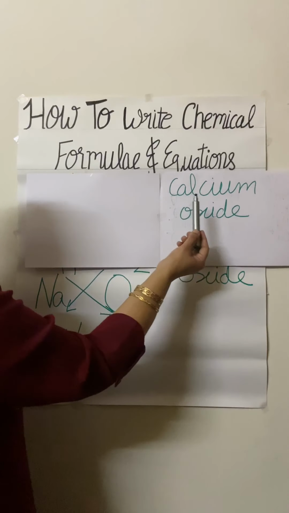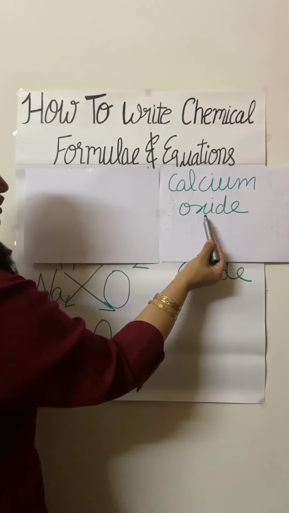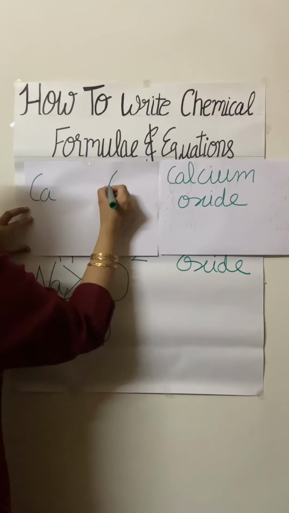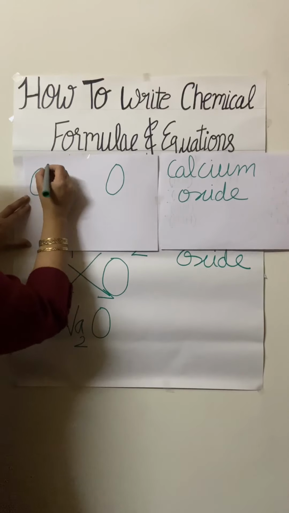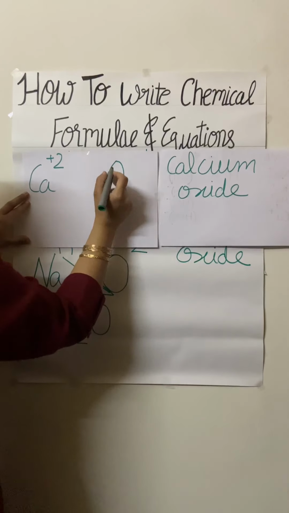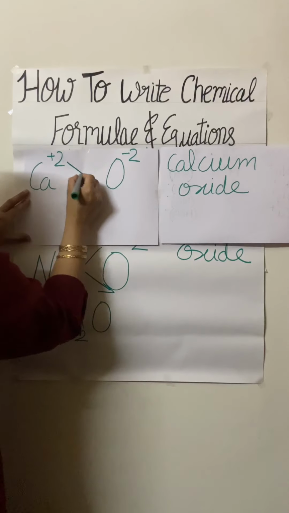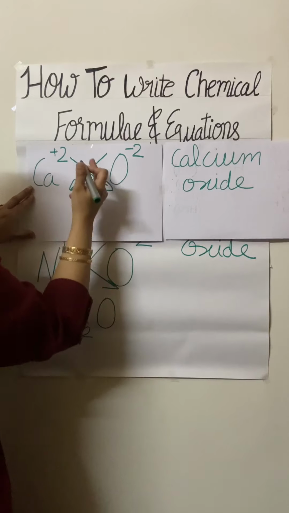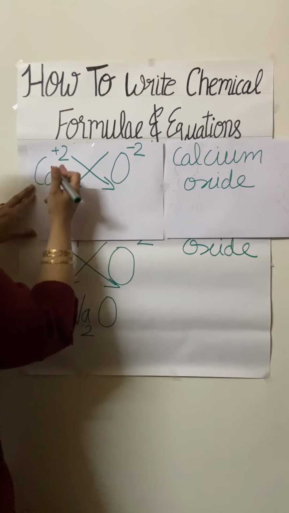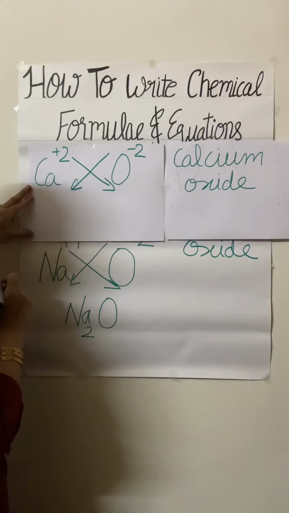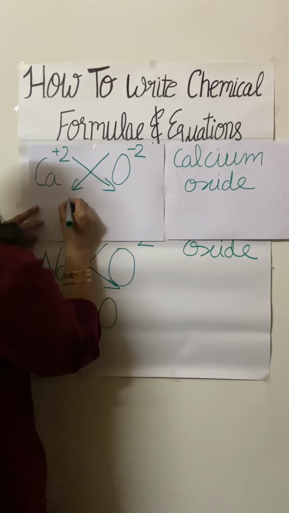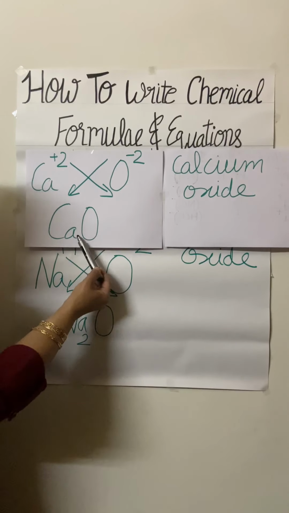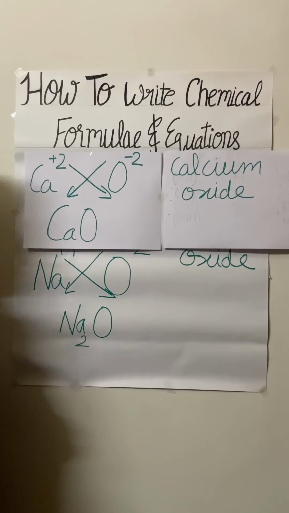Let us take some more examples and write down the formula of calcium oxide. The symbol for calcium is Ca. Oxygen is O. Then their valency. Calcium is +2. Oxygen is -2. Then crisscross their valencies and we will get Ca2 and O2. Because it is 2 on either side and the 2s get cancelled, the formula becomes CaO.